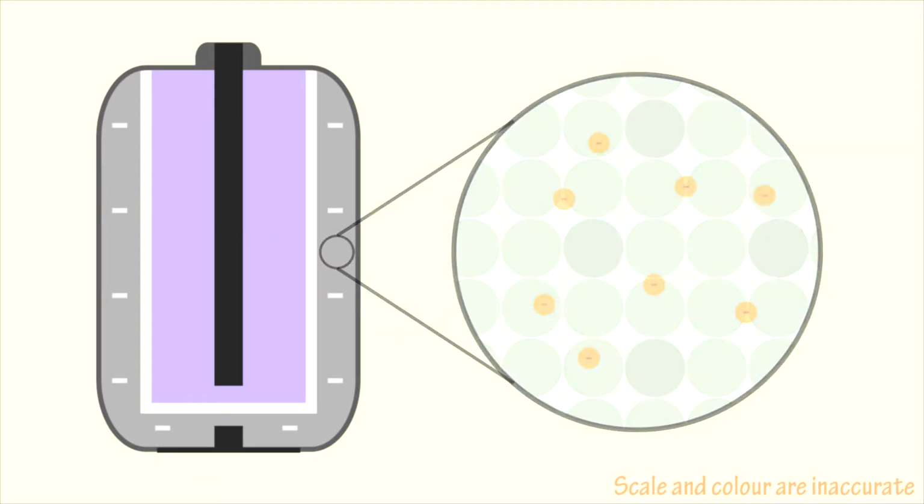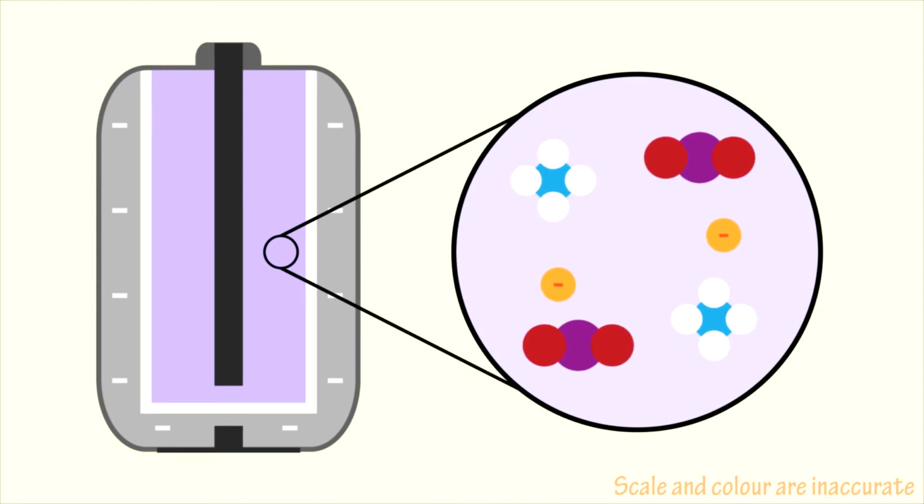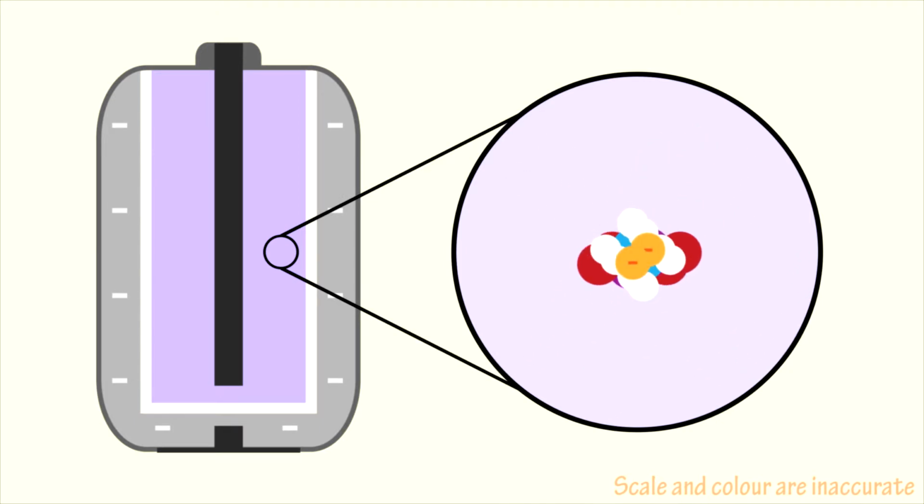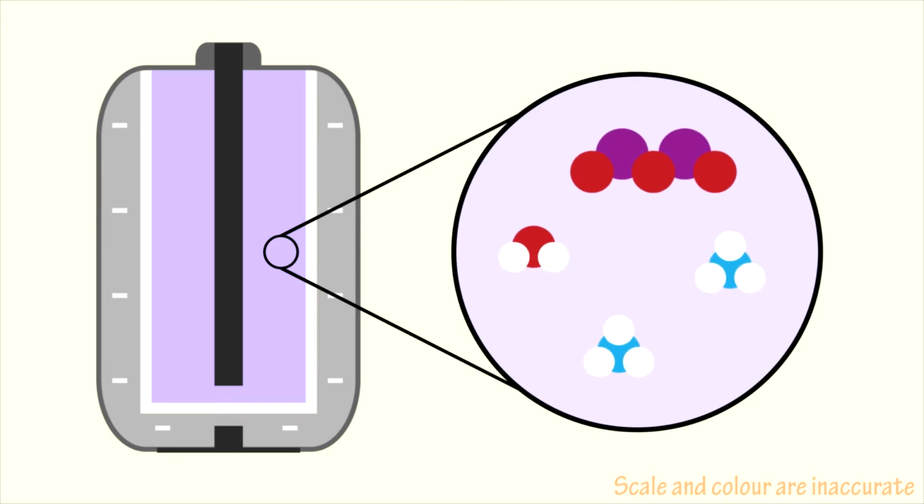Meanwhile, in the gel electrolyte compartment, a reduction reaction happens. Here, manganese dioxide reacts with ammonium ions and 2 electrons to produce ammonia and manganese oxide. This uses up electrons, producing an overall positive charge.